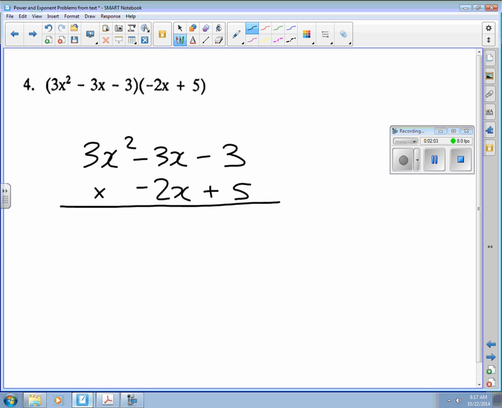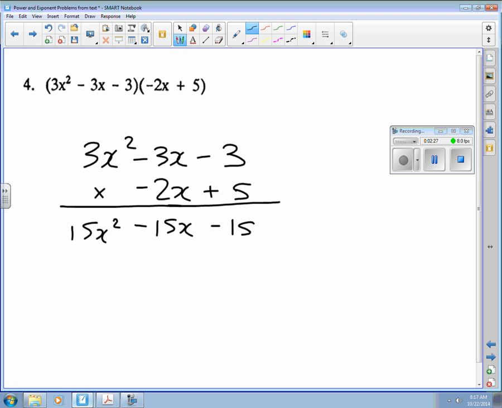Now, when you're multiplying numbers in columns, you line them up according to place value. In this case, I'm going to line them up according to the fact that they're like terms. So I'm going to start with my 5 times negative 3, which is negative 15. Then I'm going to go 5 times negative 3x, which is negative 15x. Then I'm going to go 5 times 3x squared, which is 15x squared.